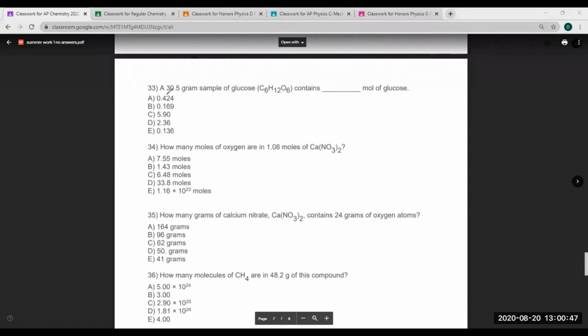We have this many grams of a sample of glucose, that's the formula for it, and it contains how many moles of glucose? So how many moles are in this many grams? First of all, we have to know the molar mass of this compound, right? So this is 6 times 12 plus 12 plus 6 times 16. And when we do this, this is the molar mass of glucose. Okay, then we take the 30.5 grams of glucose.